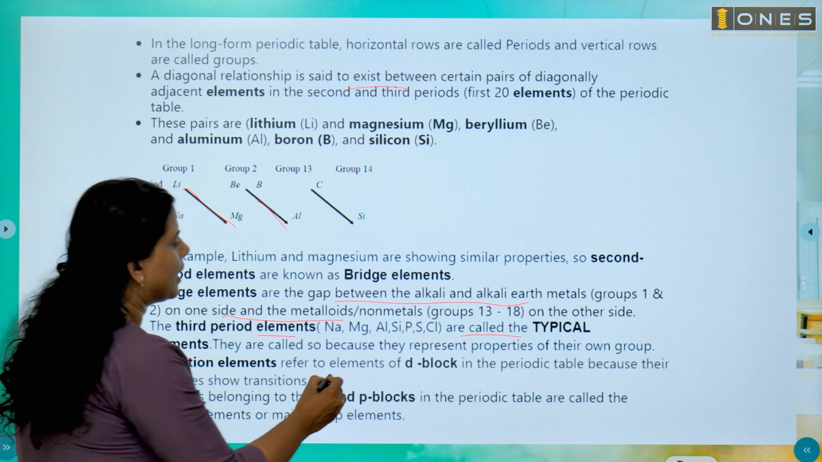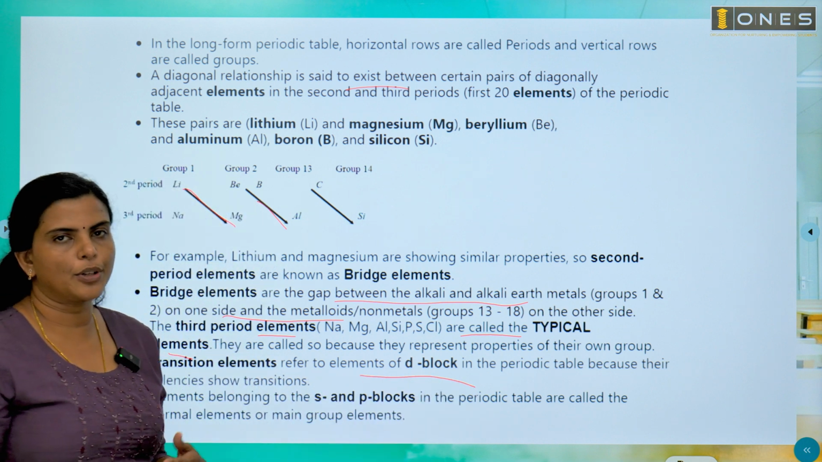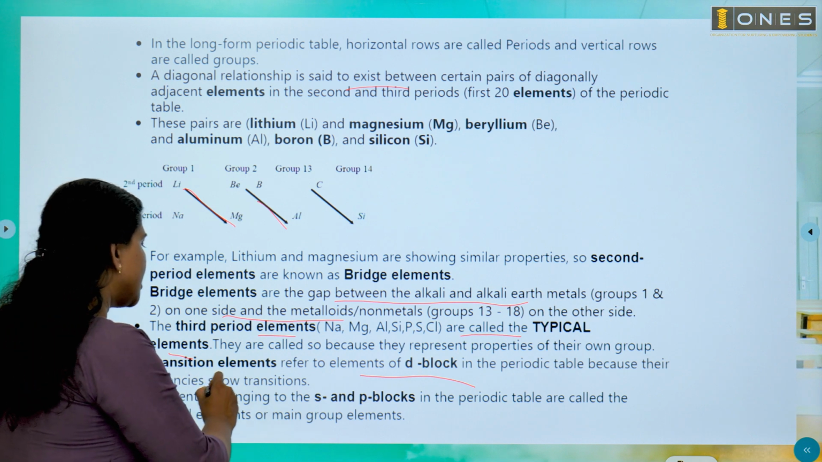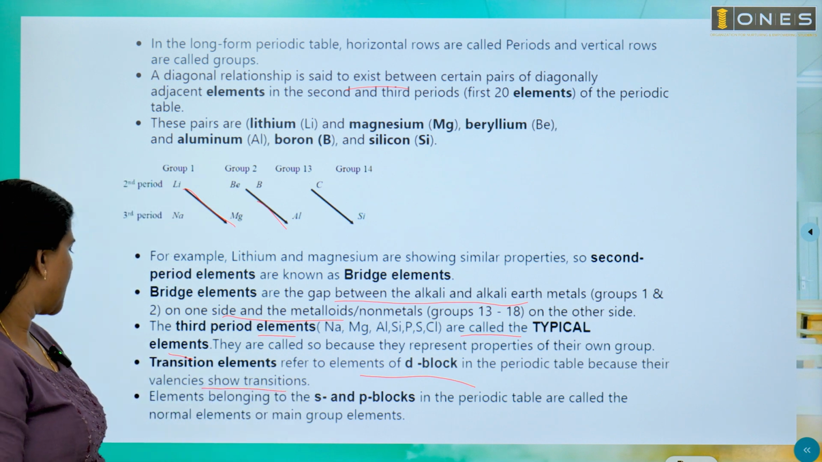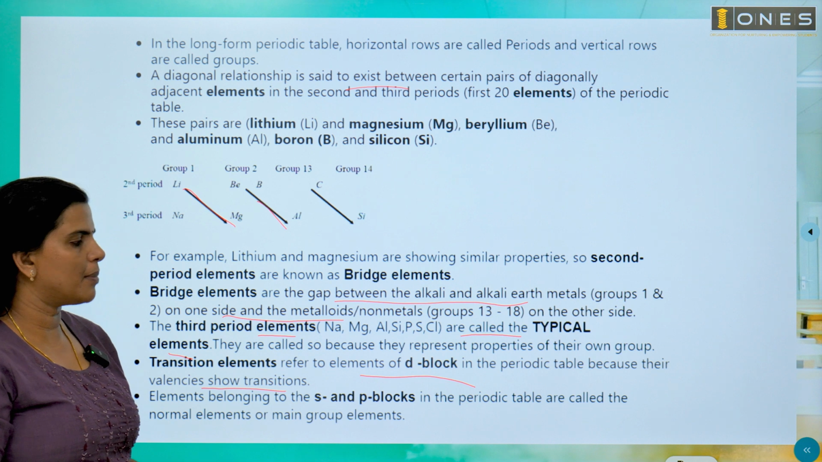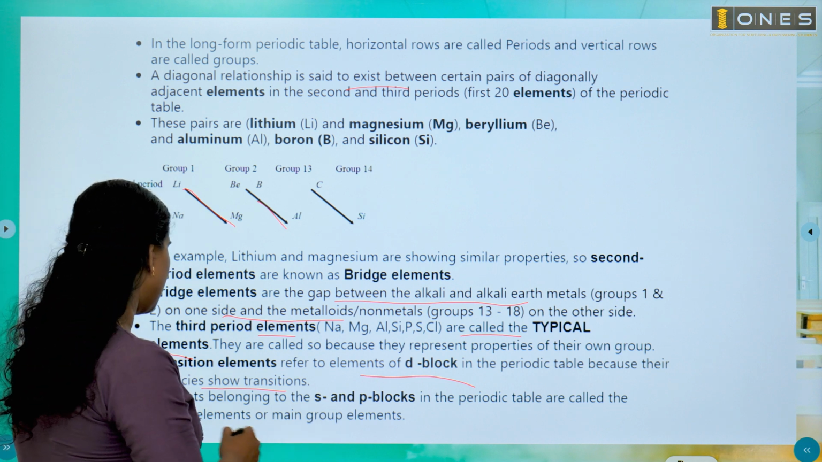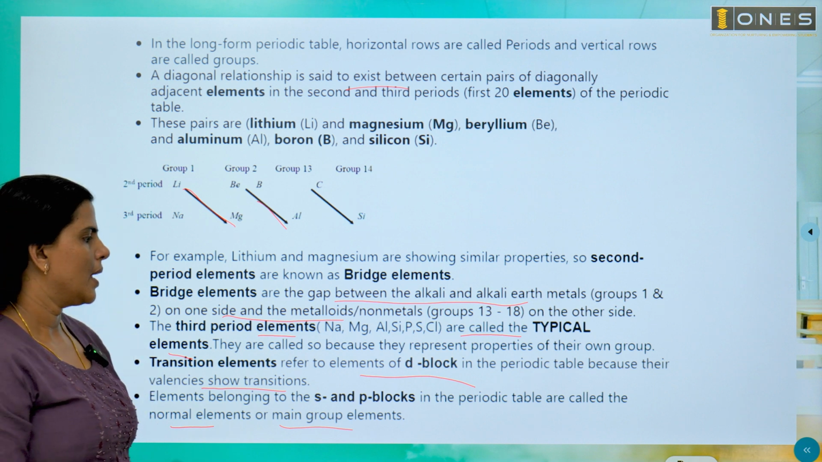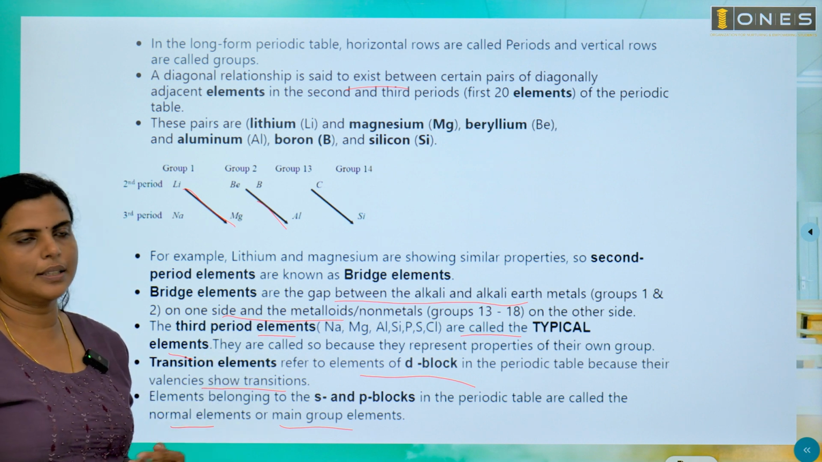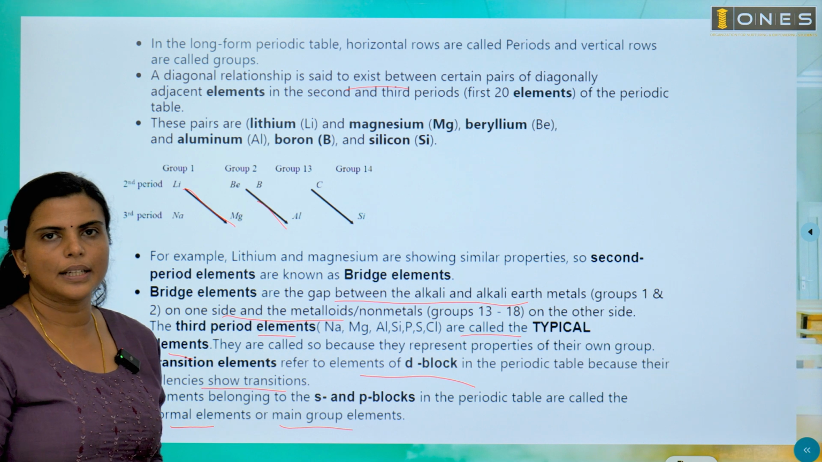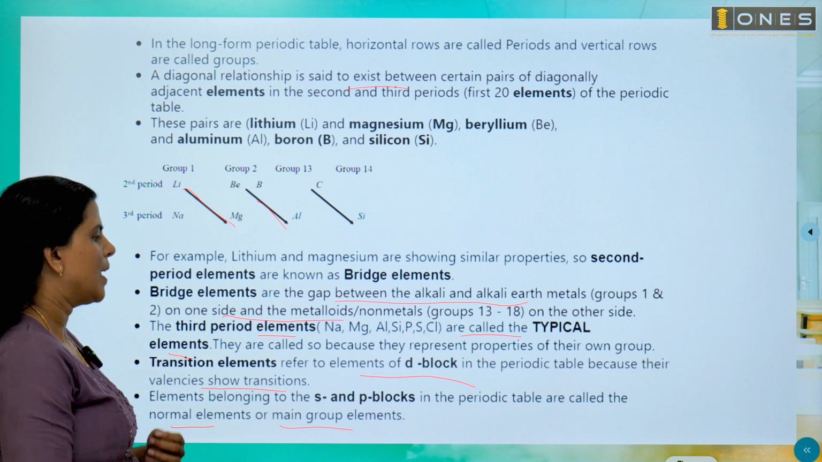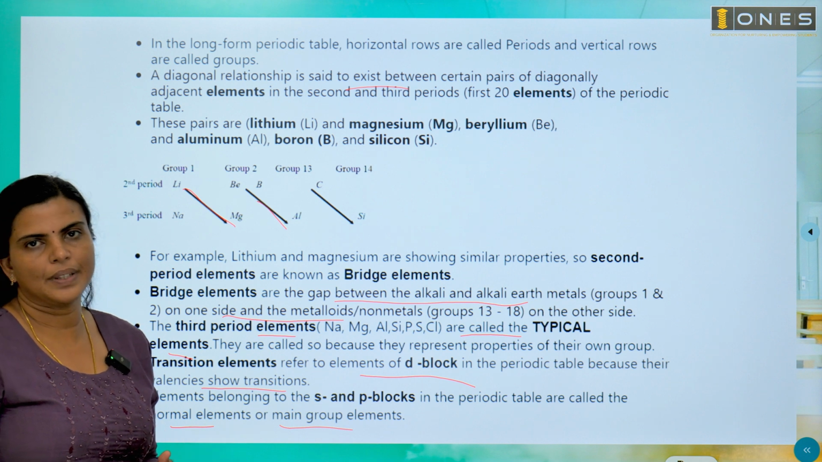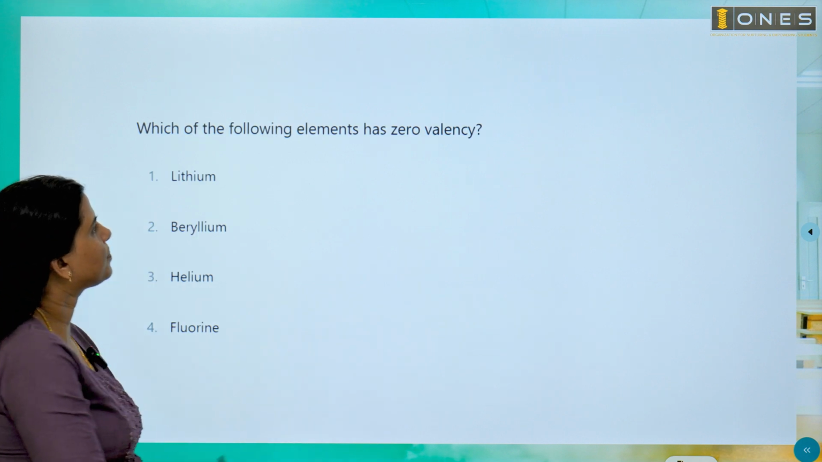Transition elements refer to elements of the D block. As said earlier, D block elements are transition elements in the periodic table because their valencies show transitions. Elements belonging to S and P blocks in the periodic table are called the normal elements or main group elements. The S and P groups, metals and non-metals, are considered normal elements. S group is most electropositive and P group is most electronegative.